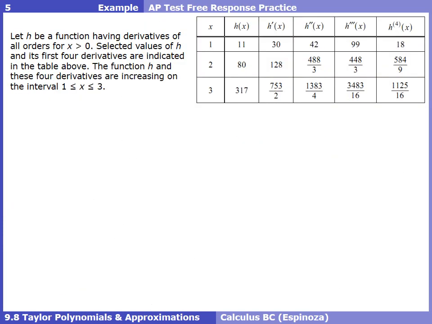Okay, so hopefully those first two examples give us enough of a push in the right direction to now try an AP test free response problem using this idea of a Taylor polynomial. So here we have a table of values. We've seen these kinds of problems before where we don't know what the function h is.